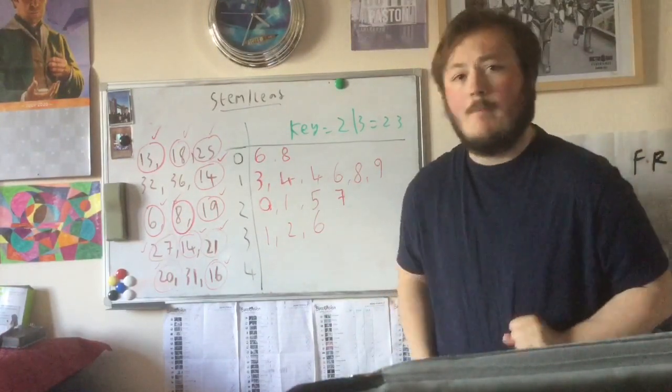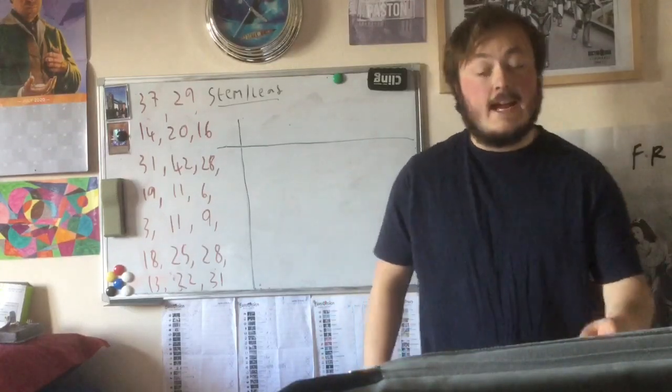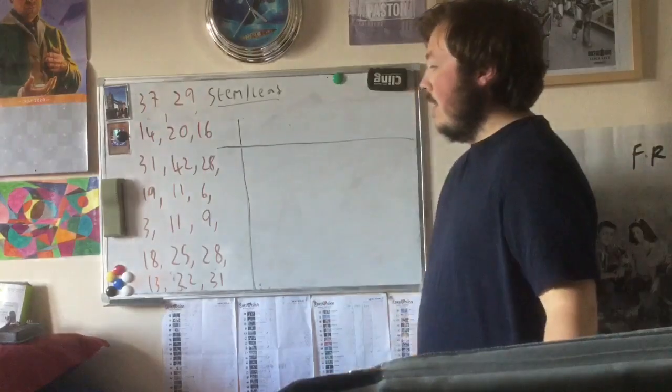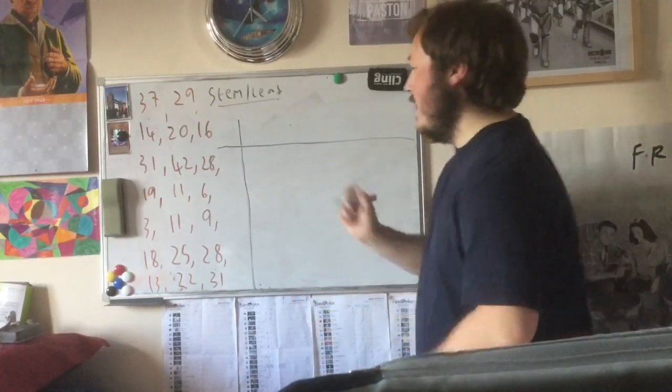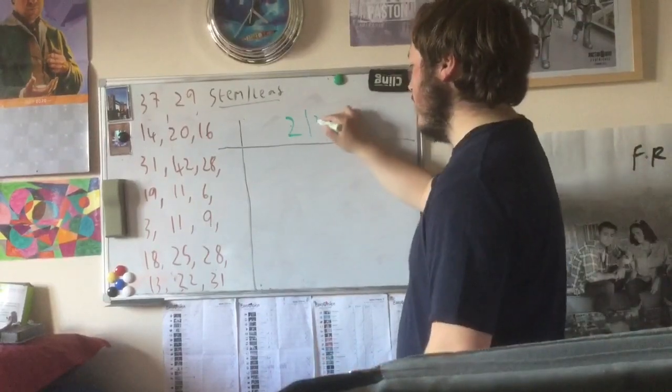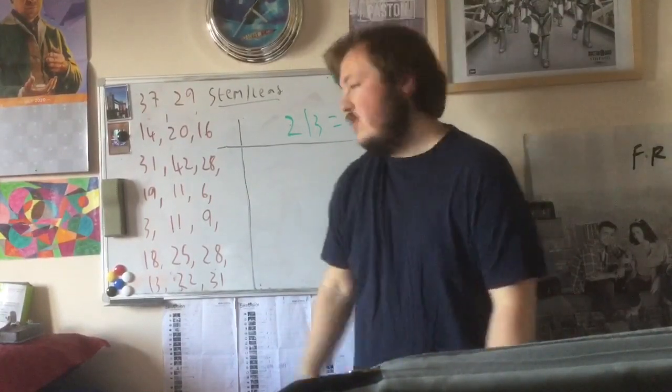Let's do another one. Right, now we're going to do one completely from scratch. So let's check it out. Firstly, we are going to create a key. So I'm going to do this here. I'm going to do the same as the last one: 2|3 equals 23.